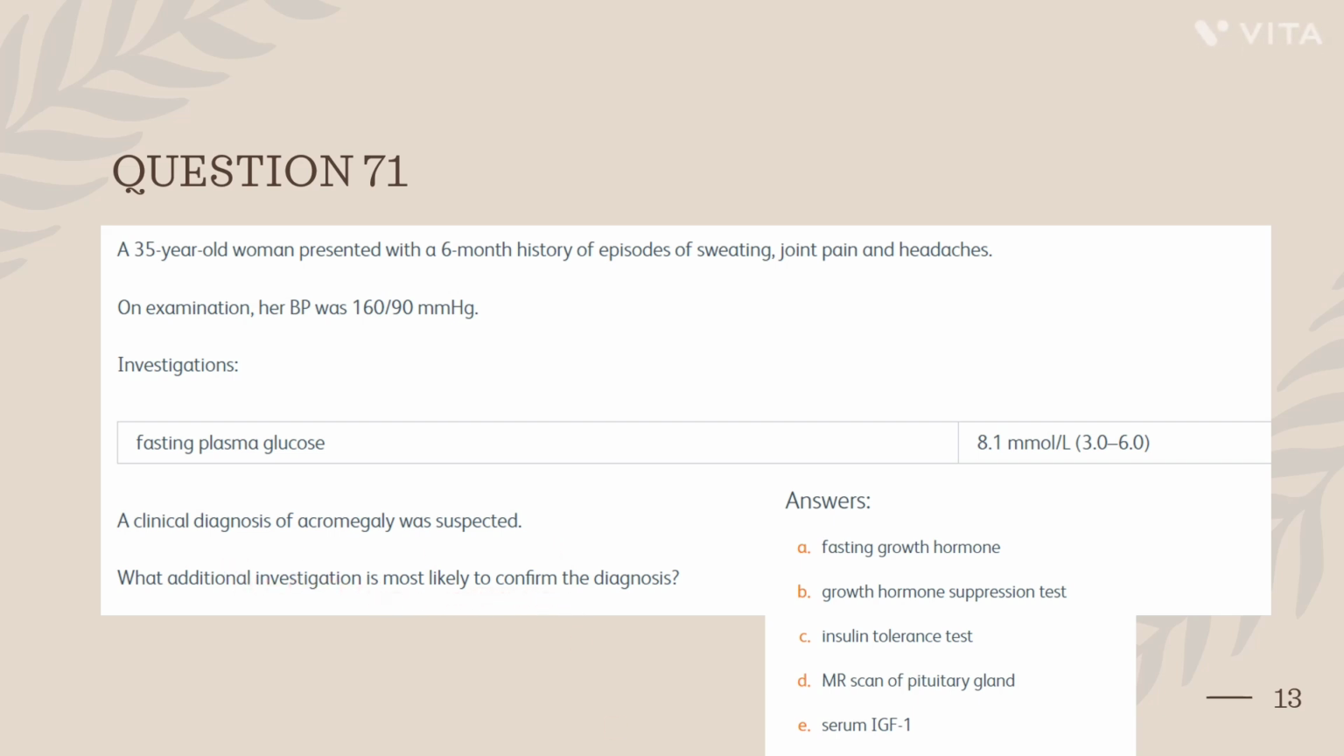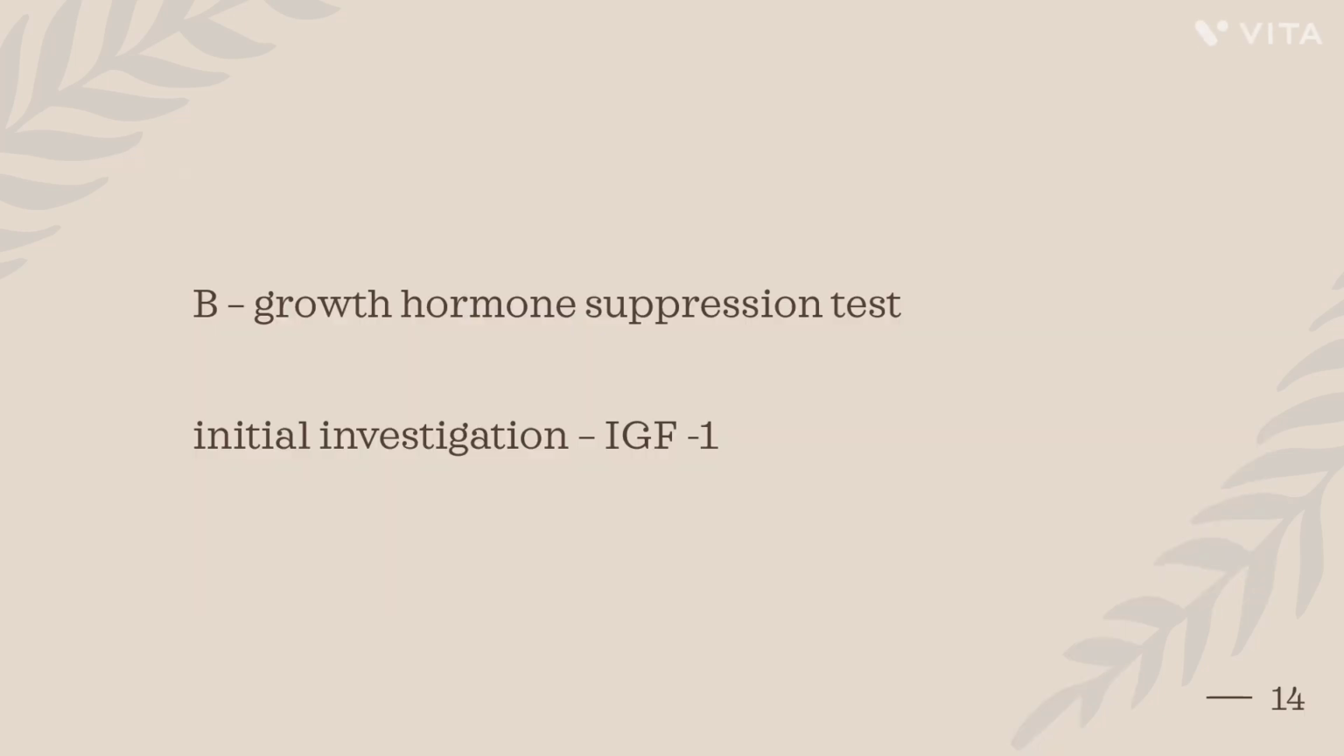So they are asking for the confirmatory test for acromegaly, not the initial line of investigation. For the initial line of investigation, you do a serum IGF-1, but the confirmatory test is the growth hormone suppression test. Growth hormone suppression test. But the initial investigation is insulin-like growth factor 1. Okay, but the confirmatory test is the growth hormone suppression test.